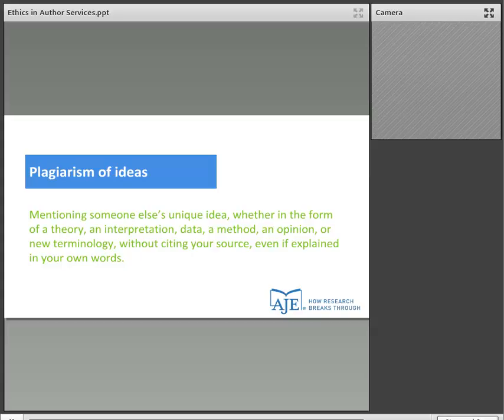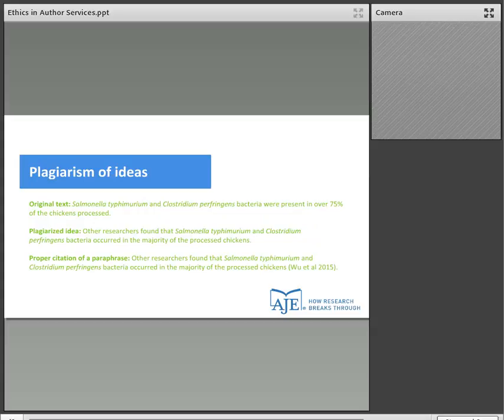Plagiarism of ideas is a little trickier. This is when you mention someone else's idea. So this could be their theory, their interpretation, their data, their method, their opinion, or some new terminology they came up with without citing the source. So even if you use your own words, it's still considered plagiarism.